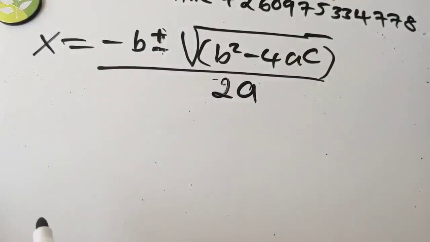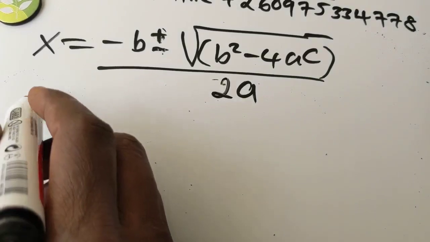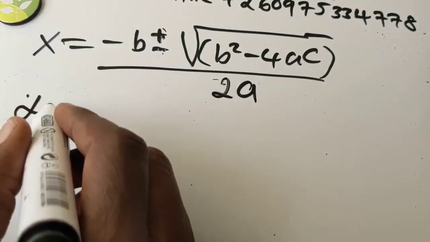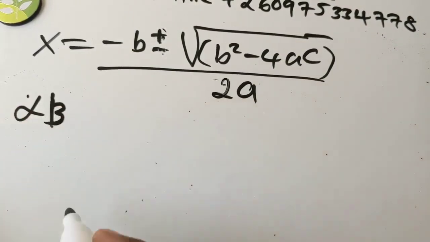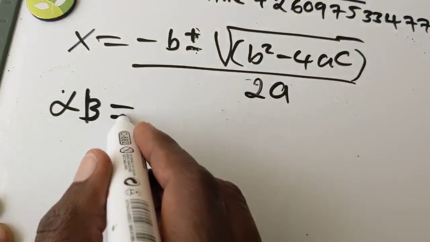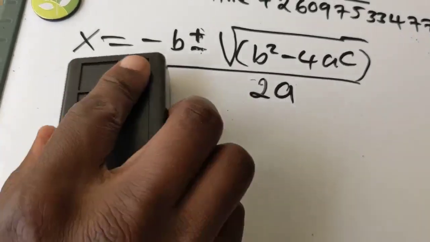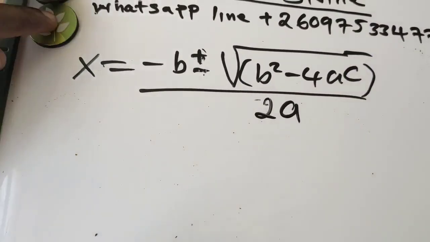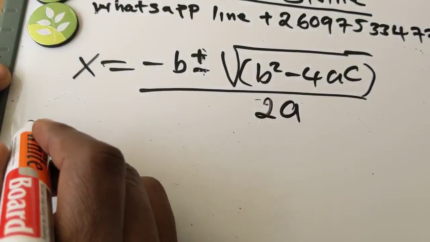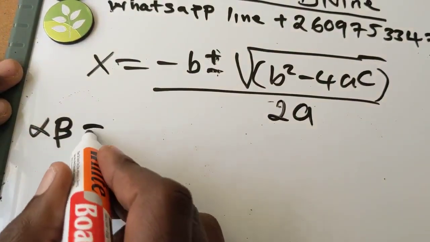So now we are asked to derive the product. So the product is what? The product is alpha multiplied by beta. How are we going to multiply this? Let me write it here to create more space. So this is alpha multiplied by beta.